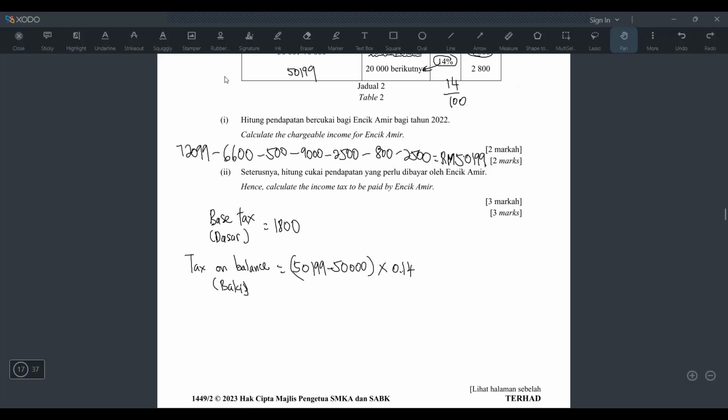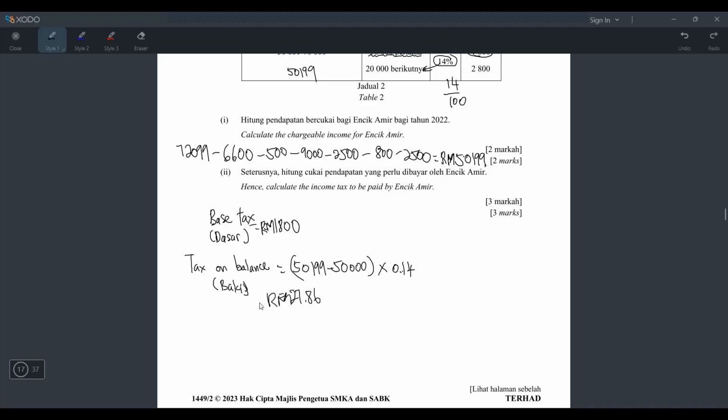Okay, so now we can use our calculator to press this. Okay, let me press. 50199 minus 50,000. Okay, 199 times 0.14. Okay, the calculator give me 27.86. Okay, 27.86. Okay, of course you have to write RM here. This one also have to write RM here. Okay, this is the cukai dasar and cukai baki. So now you can get your cukai perlu dibayar, which is income tax to be paid.